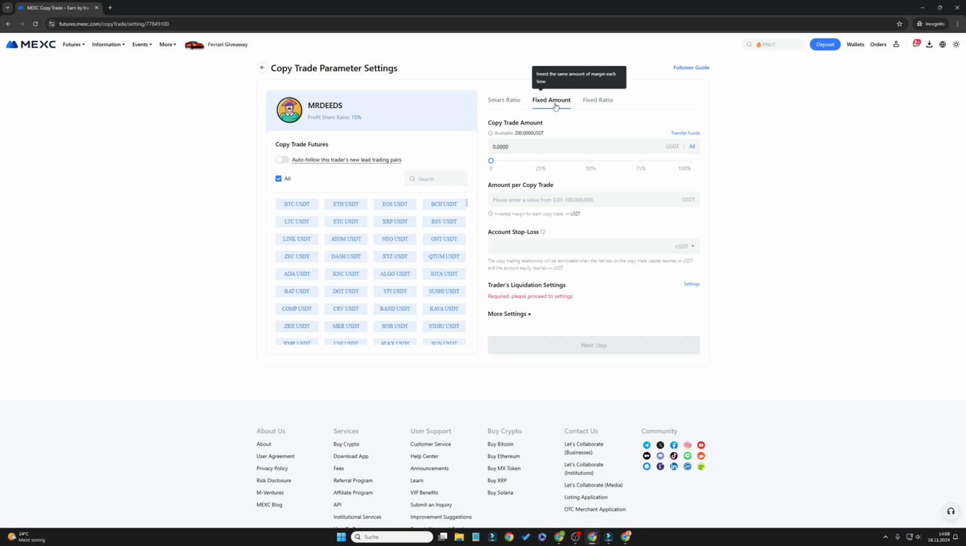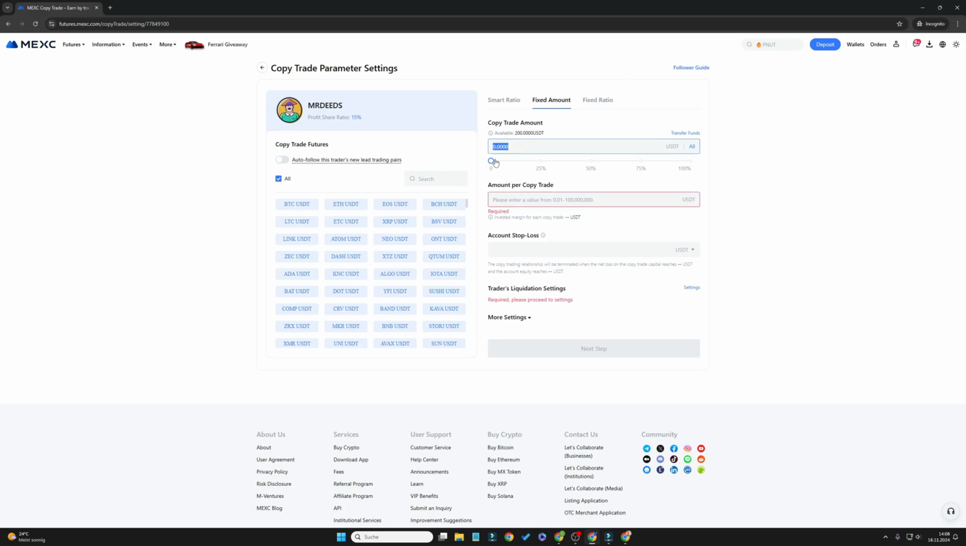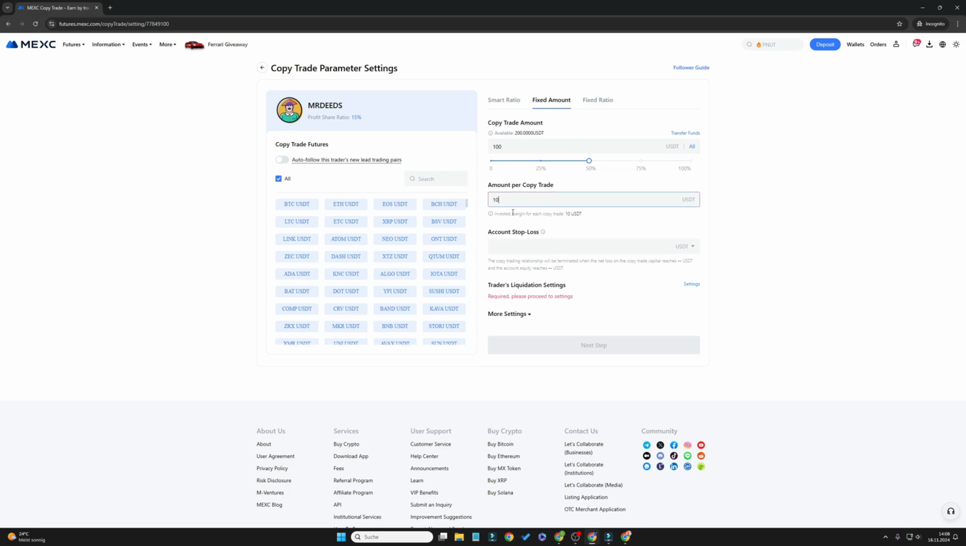Alternatively, you can also use the fixed amount, which uses the same amount for every single trade. First of all, you can decide how much you want to put in, for example, $100. And now you can decide how much you want to put into every individual trade. No matter how big the position of the lead trader will be, you will always enter with $10. Then you can also add a stop loss, for example, 1 USDT. So if the price goes against you, 1 USDT, you will close your trade. Alternatively, you can use percentage, which means if the price moves 1% against you, you will also close your position.